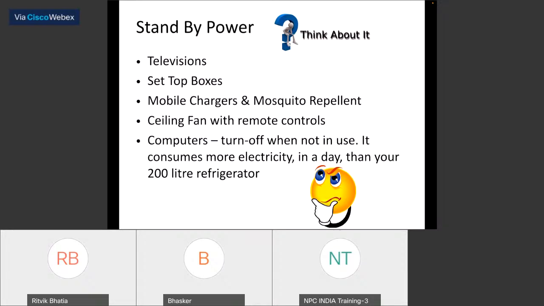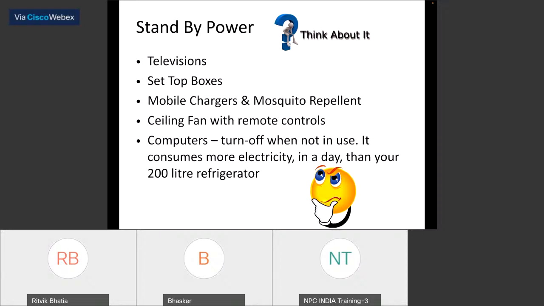So as I told you, this standby power, which we think consumes very little. Television, set-top boxes, mobile chargers, mosquito repellent, ceiling fan with a remote control, computers should be turned off when not in use, or they consume more electricity in a day. You see, these all are consuming what is known as standby power. But if you just count it for 1 day, 30 days, for 1 year, it is a bulk amount of energy which they are consuming.